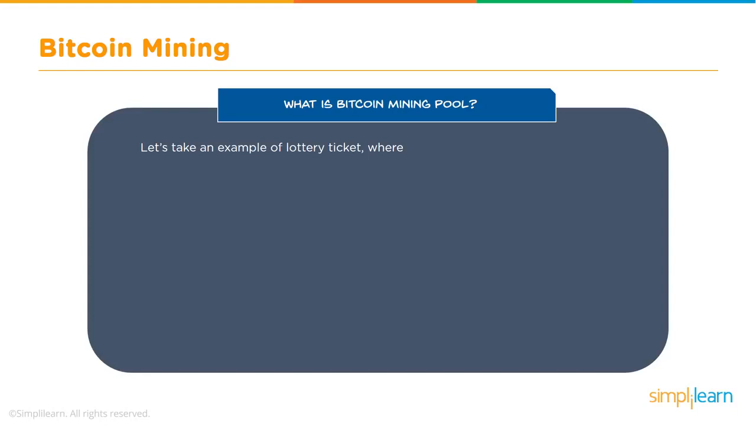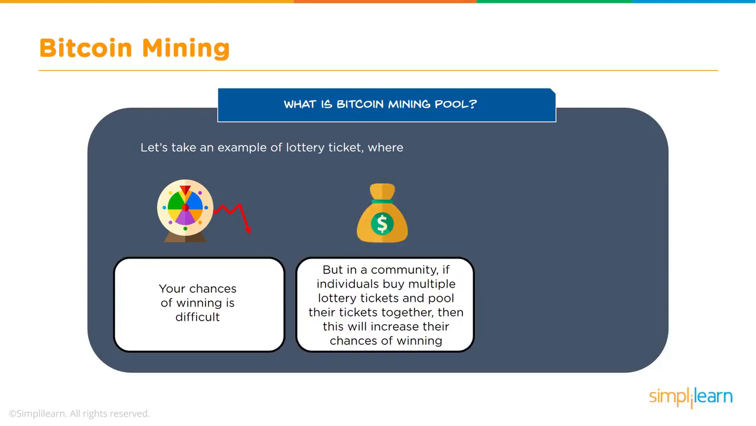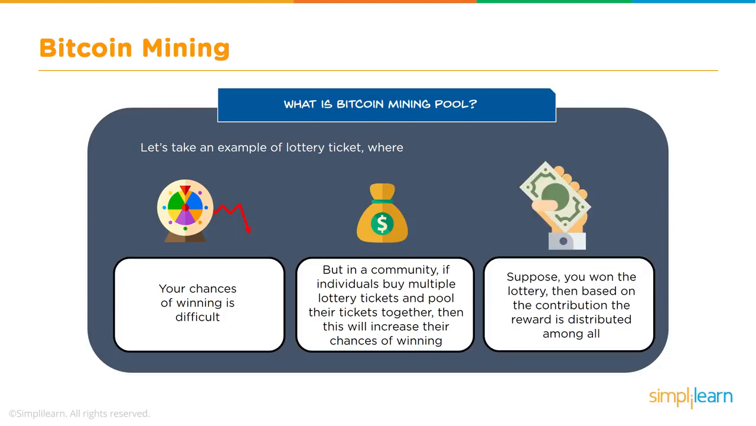So let's take an example of a lottery ticket, where your chance of winning is difficult. So we are talking about what a Bitcoin mining pool is. Your chance of winning the lottery is difficult, but in a community, if individuals buy multiple lottery tickets and pool their tickets together, then this will increase their probability and chances of winning. So suppose you won the lottery, then based on the contribution, the reward is distributed amongst all the participants.